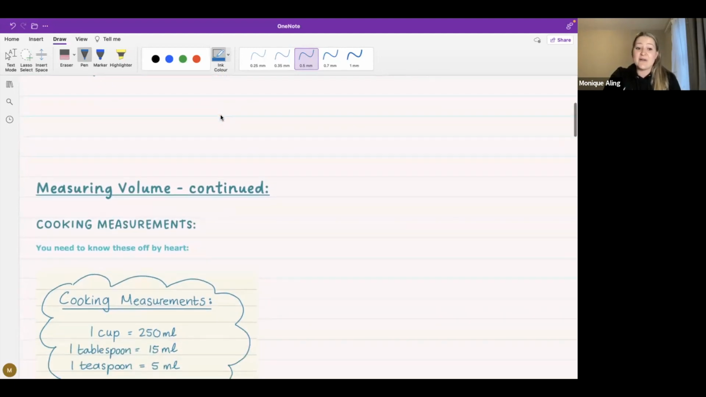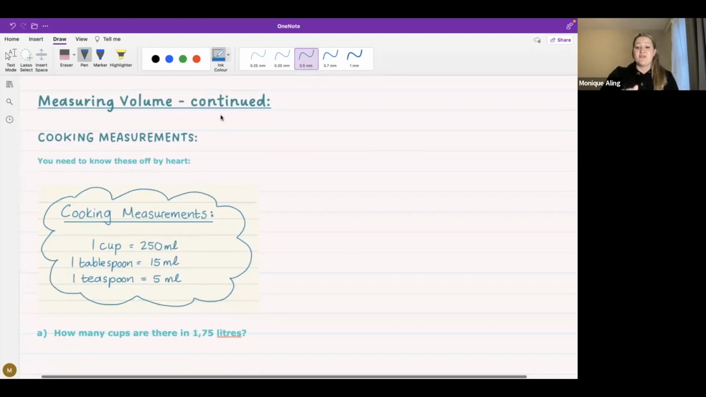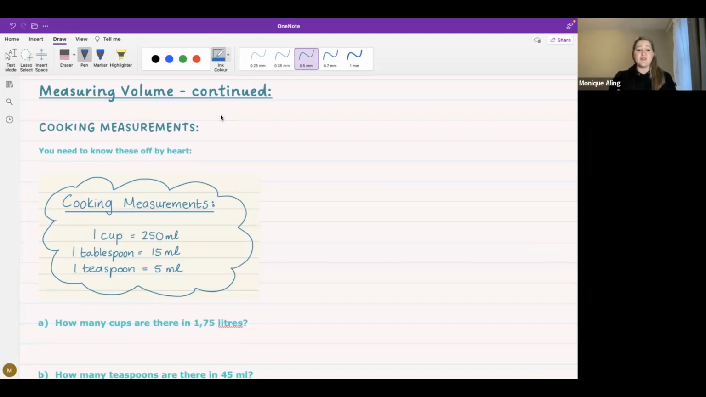Nice and easy if we know all of our conversions off by heart. So that's the only tricky thing when it comes to these conversions, that we have to know them off by heart. So we had started with volume on Wednesday. So now we're just going to finish off by looking at cooking measurements, because it's also quite a common question.